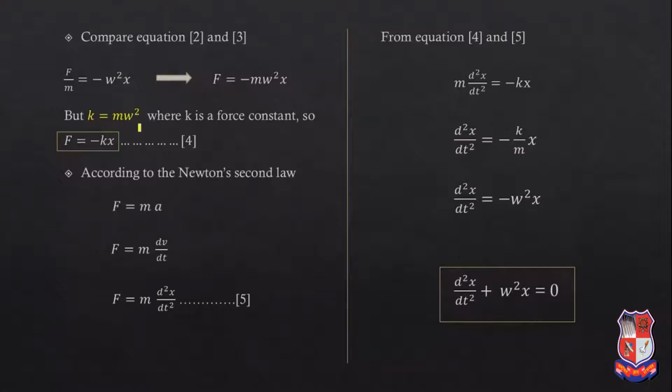Now from this equation we can get omega square is equal to k by m. Simply, we are going to put the value of omega square, that is k by m, into this equation. So we are getting d square x by dt square is equal to minus omega square x. Now bring this term to the left side: d square x by dt square plus omega square x is equal to 0. This is our differential equation of simple harmonic motion.